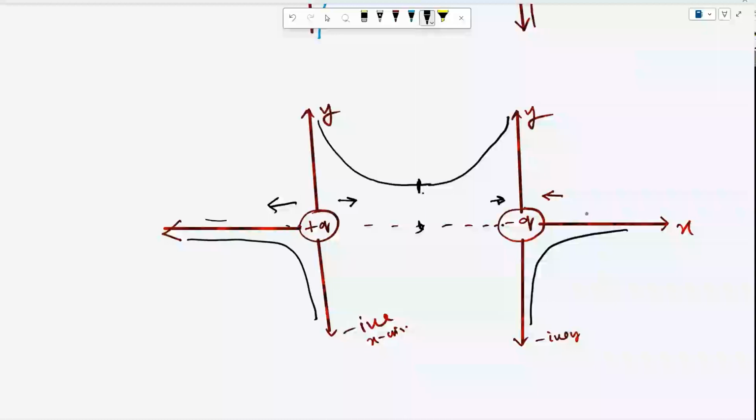Is that clear? Because it is directed along negative x-axis, its value will go along negative y-axis. It's negative y-axis, not x-axis. Alright?